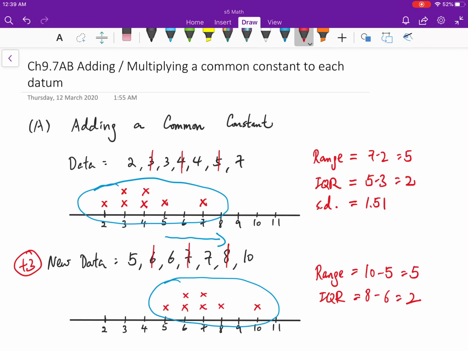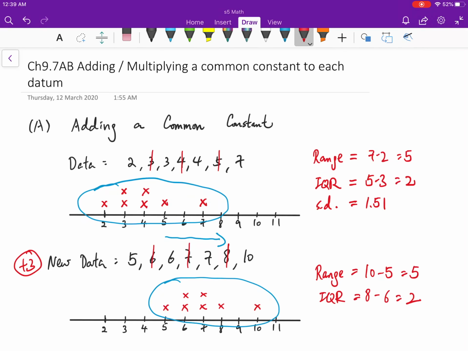Actually, if you consider these two distributions, they actually look the same, but it's just shifted to the right. From the first set, shifted to the right, but the distribution is the same. So in this situation, we can simply consider that the measure of dispersion has not changed. But let's check it by finding the range, IQR and SD again for the new data.